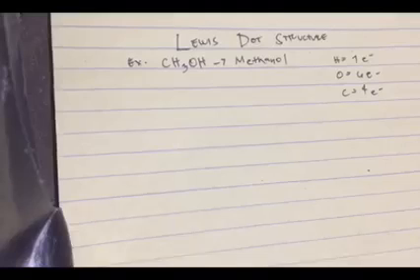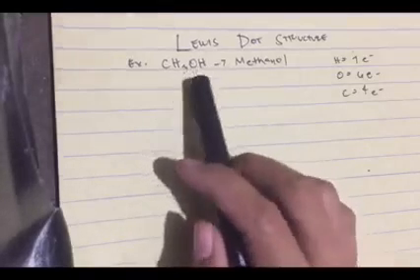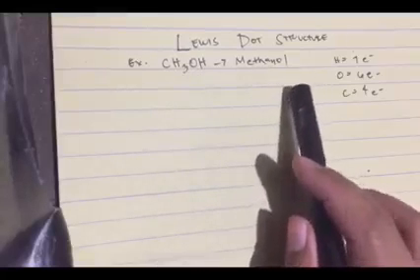First, you need to determine the number of valence electrons in an atom. Remember that within any given column, all the elements have the same number of valence electrons. To get the number, all we do is count the columns starting from the left of the periodic table. An example is CH3OH, or methanol.